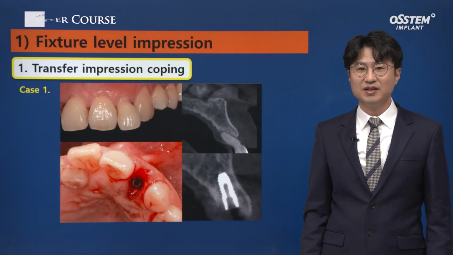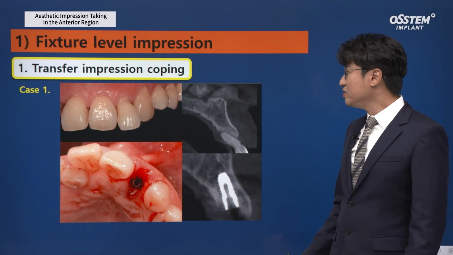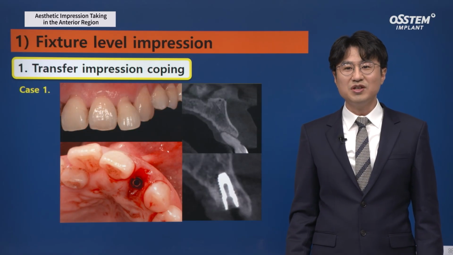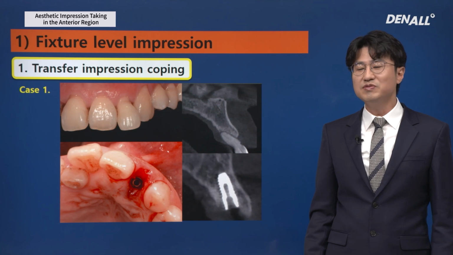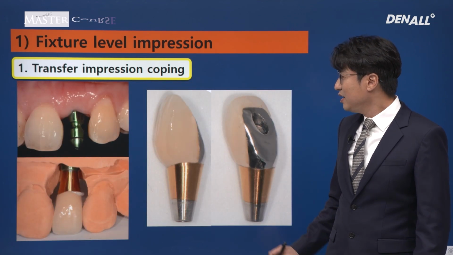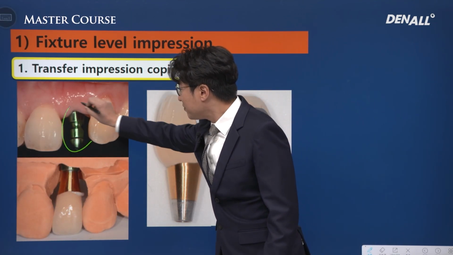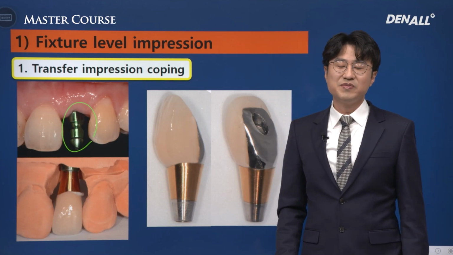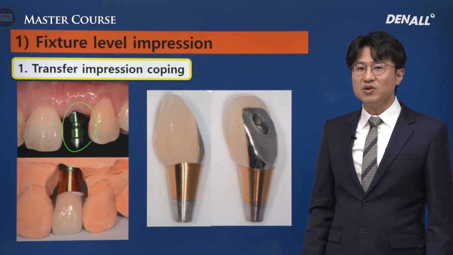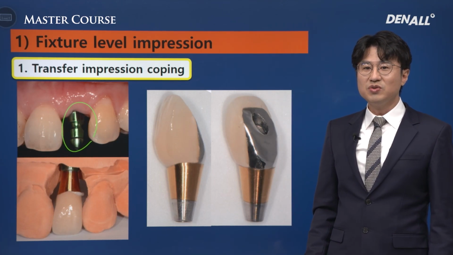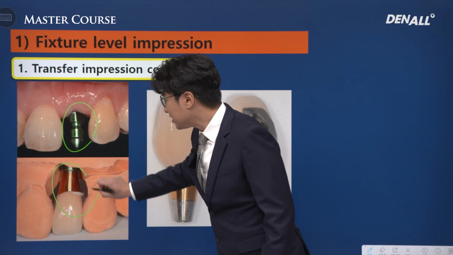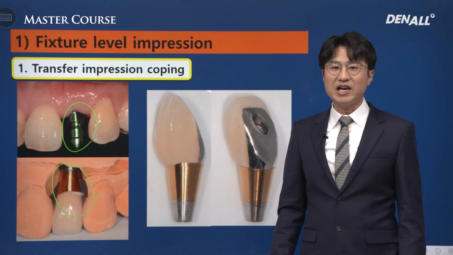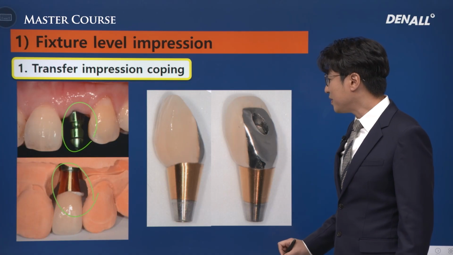This is about aesthetic impression taking in the anterior region. I usually take implant level impressions in the anterior region with the transfer impression coping. This is the product called transfer impression coping. Abutment selection, adjustment, and the final crowns are fabricated all together on a model.